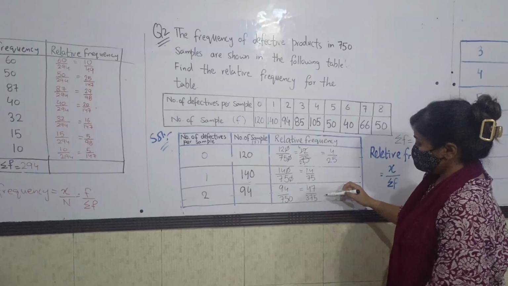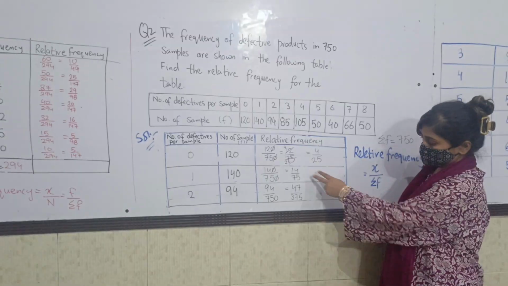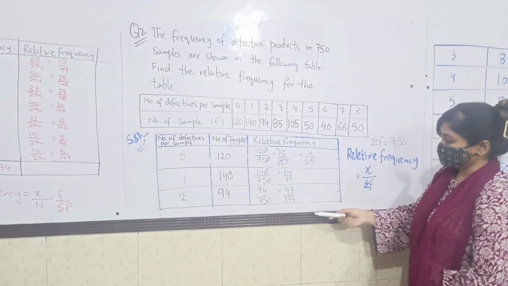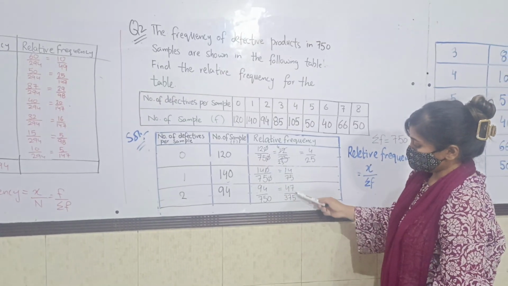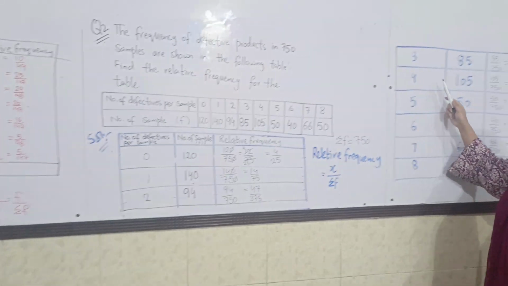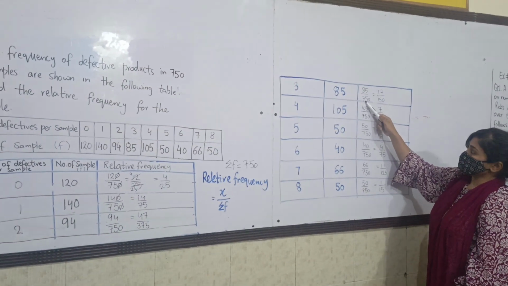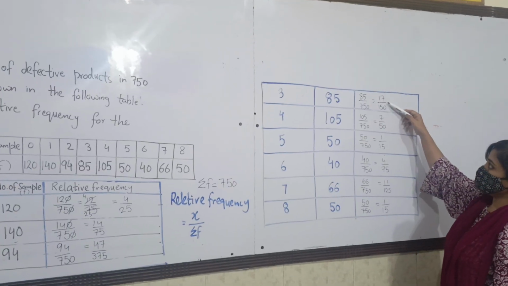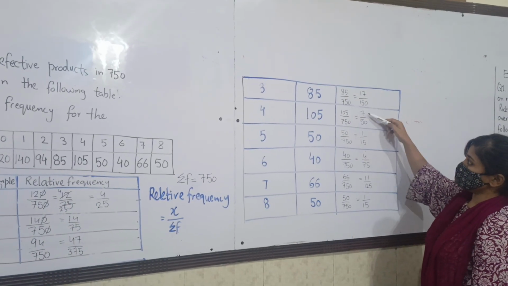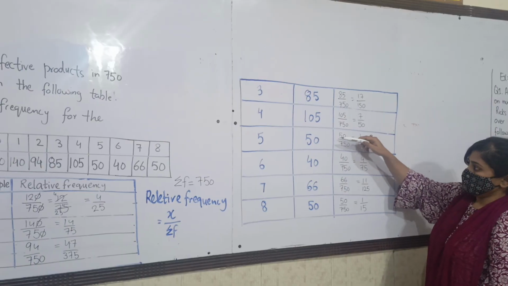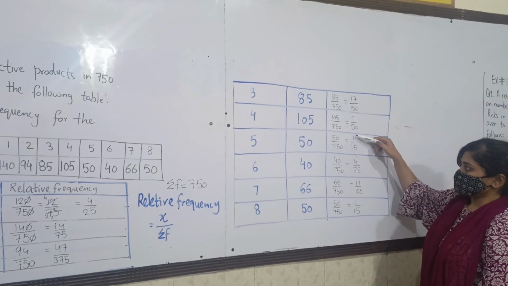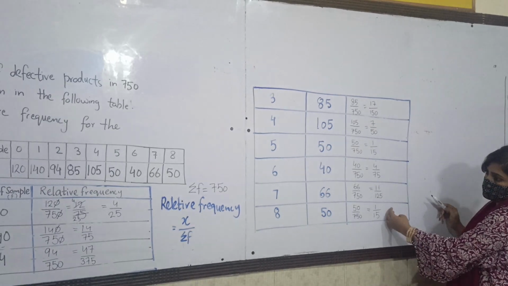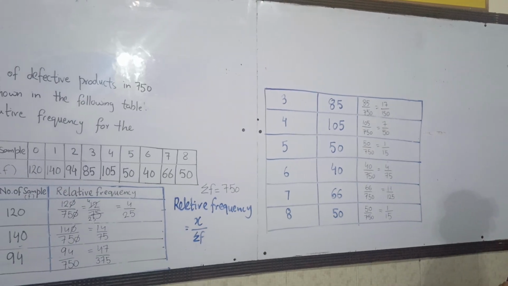So student, we have done these mentally. Now I have used a calculator, divided this, and I get this fraction. Similarly, 85 over the total frequency. So this is the relative frequency 17 over 150, and this relative frequency is 7 over 50. The specific frequency over the total frequency, after simplification, 1 by 15 and so on. So this is the required solution of question number 2.